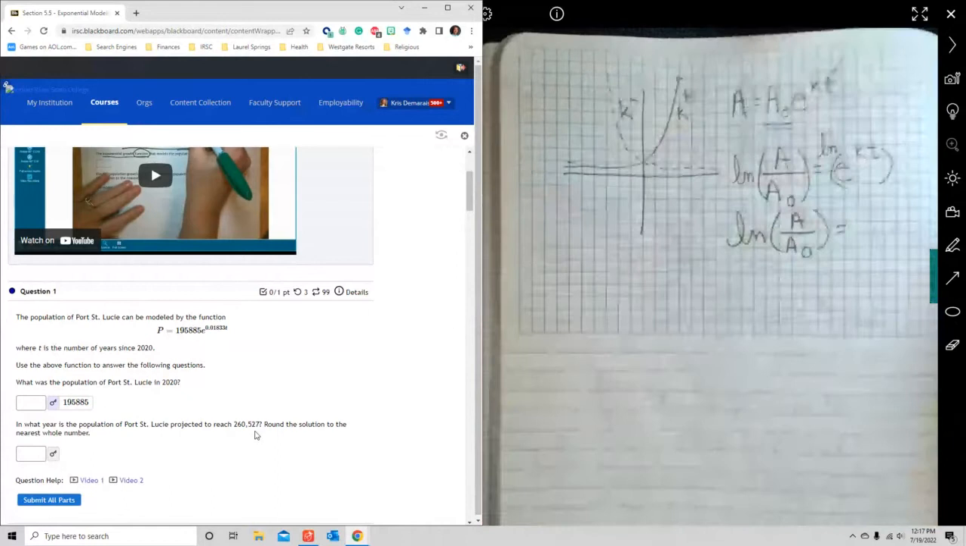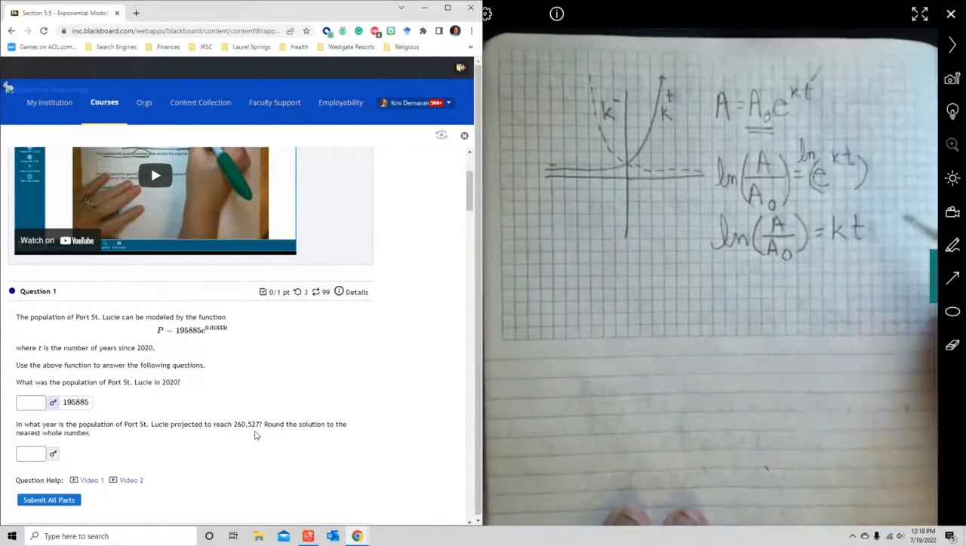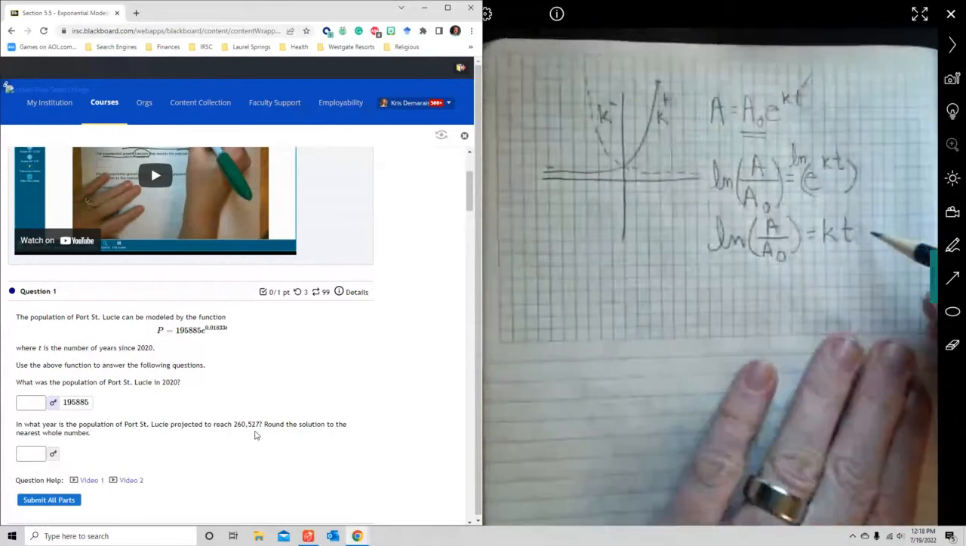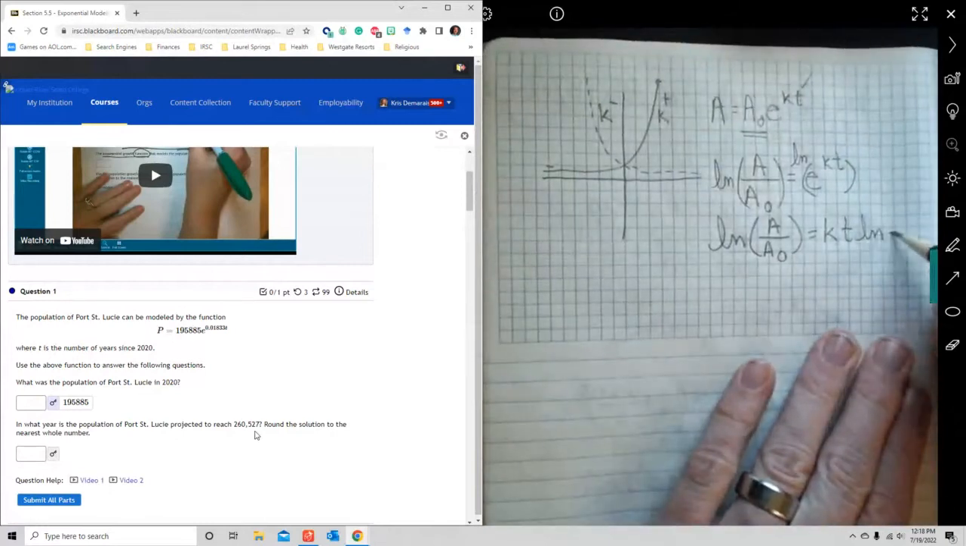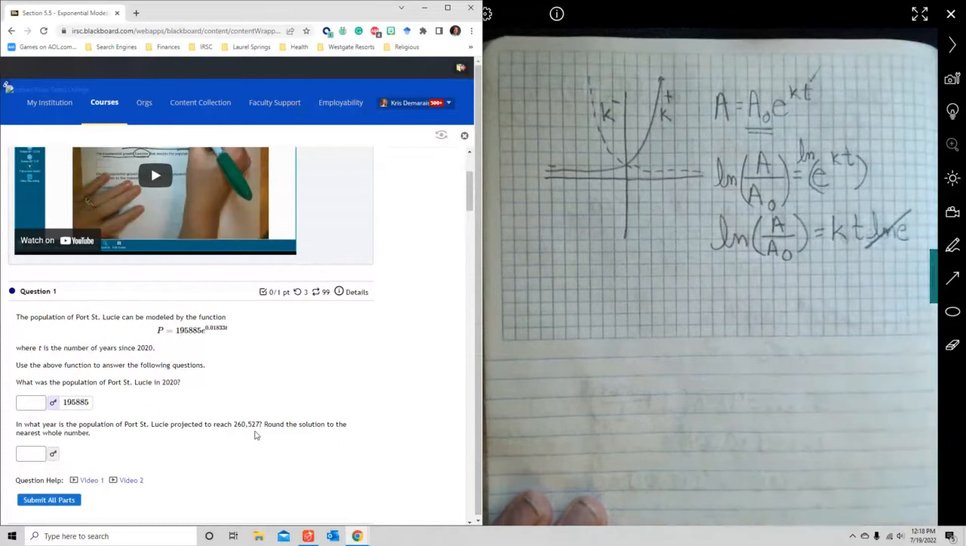And actually, I'm going to put the kt. Remember how I said you pull it in the front? I mean, it doesn't matter. You're going to put it in the back. But we're going to put kt in the front and then put ln of e. And what do we know about ln of e? ln of e is 1. All right. So this basically goes away.